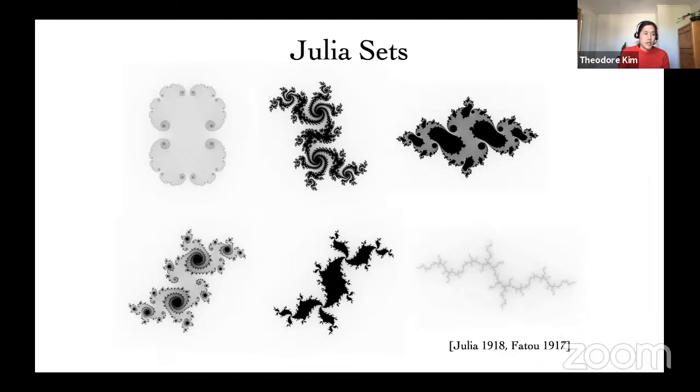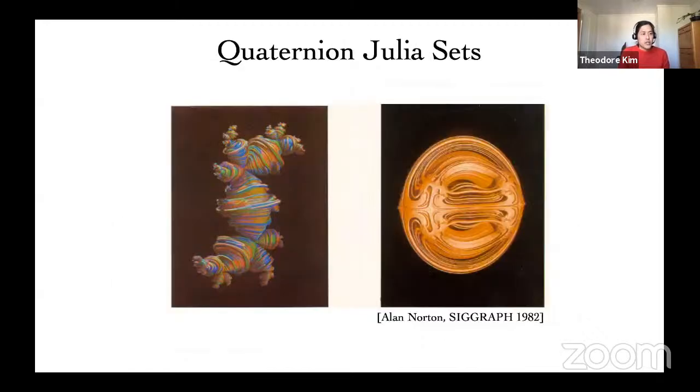So these were studied back in 1917, 1918. The 3D version of this was actually published originally at SIGGRAPH. This was Alan Norton back in 1982. People were asking, what's the 3D version of this? And he showed that there's no 3D version. You actually need quaternions. So there's a 4D version of this, and then you take a slice out of the 4D volume to see what it looks like in 3D. That was back in the 80s. There hasn't really been that much work on this since then.